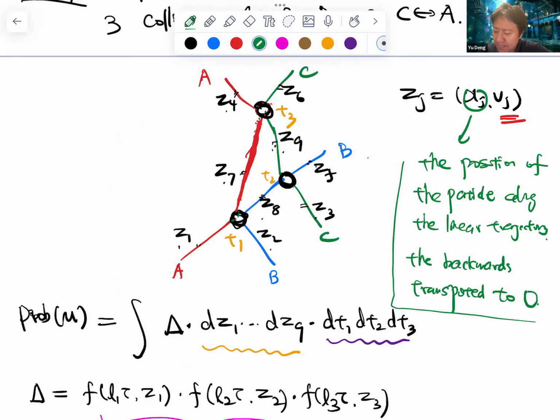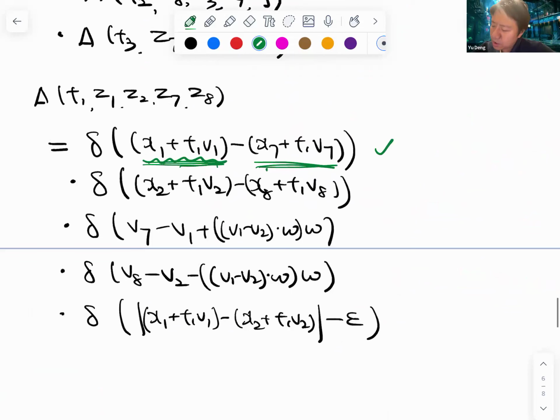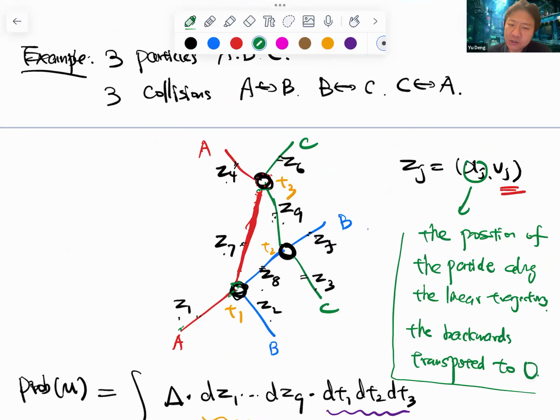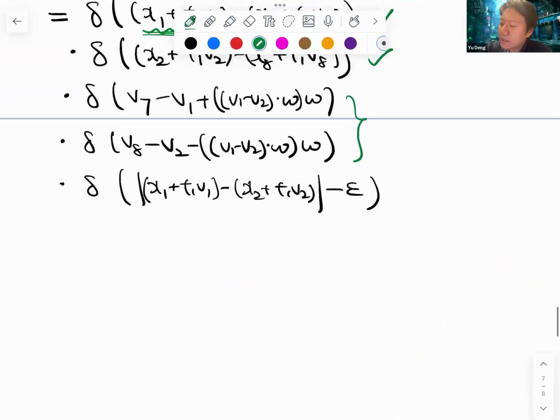The position it has at t1 following this trajectory equals the position of this particle at time t1 following the next trajectory. So this is just the continuity equation. Okay, so this continuity equation and the same this continuity equation. And these two are simply the velocity, the collision formula, the formula of how the velocity changes after each collision, and omega is a vector connecting the center of the particles, and this one is the condition.